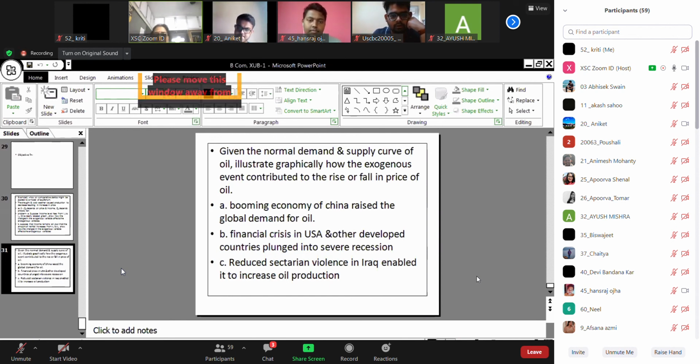For example, what will happen with the booming demand from China on the world economy, when there is a financial crisis, or when there is a reduction in sectarian violence? You can do some other problems. The basic rule is, if a factor has a positive impact on demand, it will shift to the right; if negative, to the left. Similarly, if the factor has a positive impact on supply, it will shift to the right, and if negative, to the left.